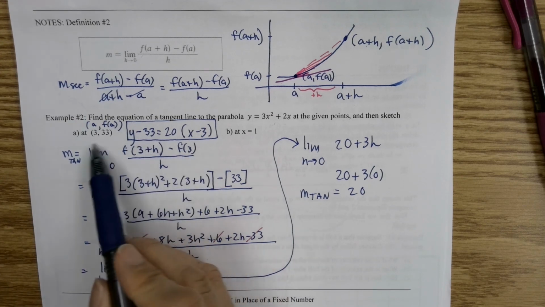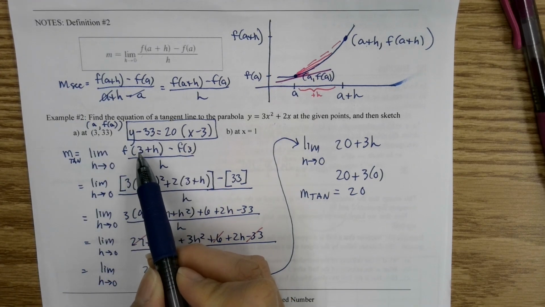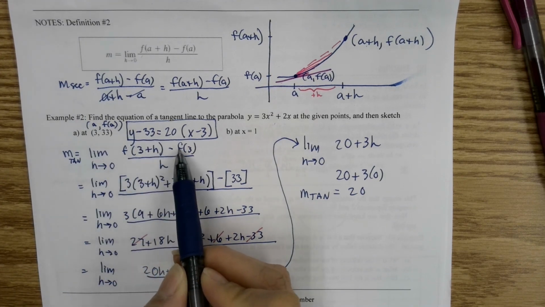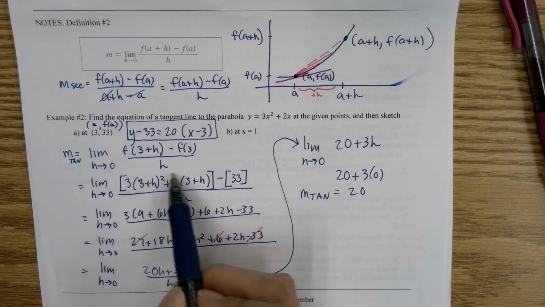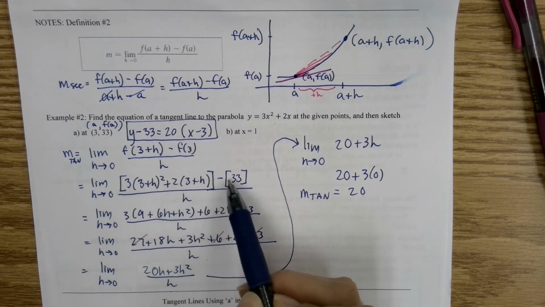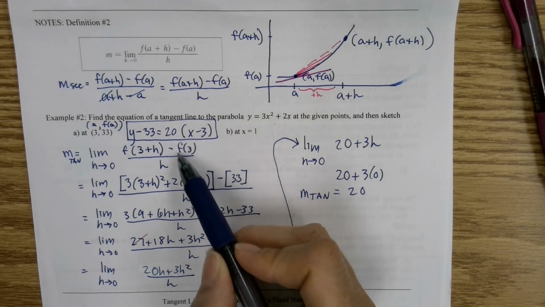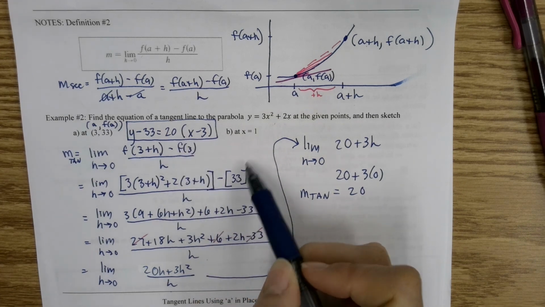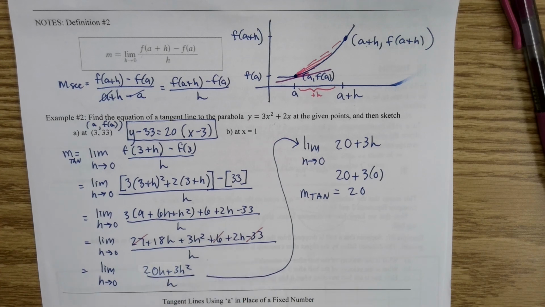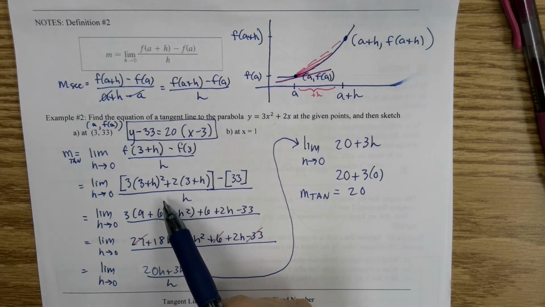And so my initial limit would be f of 1 plus h minus f of 1 all over h. And I would expand that whole thing out with the 1 in place of the 3. And then whatever f of 1 is would get replaced here. And the process would be very similar, but with different numbers.